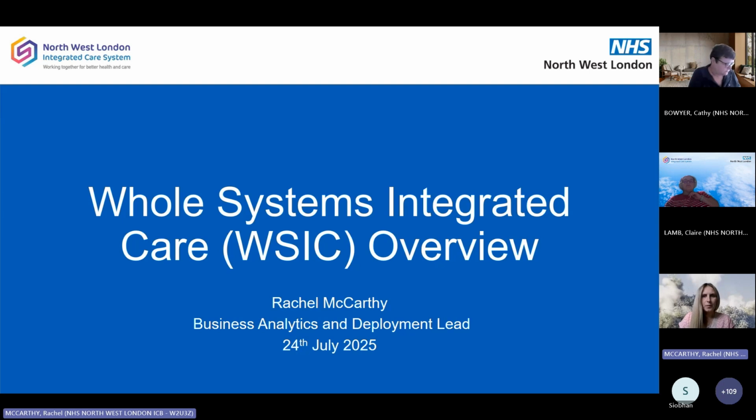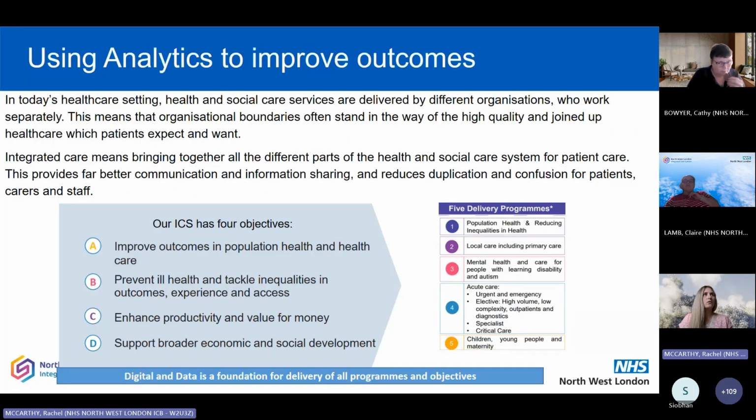Okay, so first of all, talking about analytics to improve outcomes across the country, the ICSs have 4 main objectives, and these are to improve the outcomes of population and health care, prevent ill health and tackle the inequalities in outcomes, experiences and access for our patients, enhance productivity and value for money, and also to support the broader economic and social development.